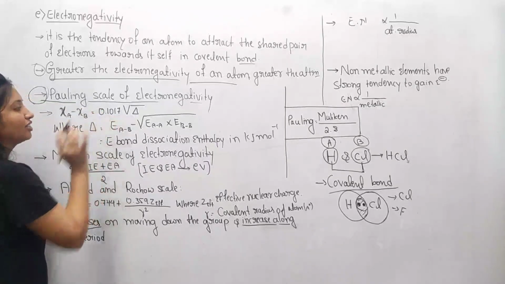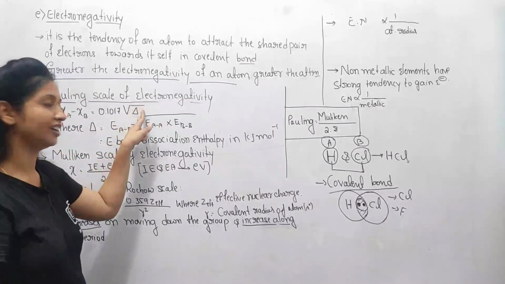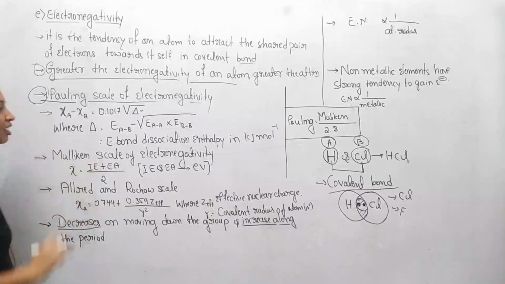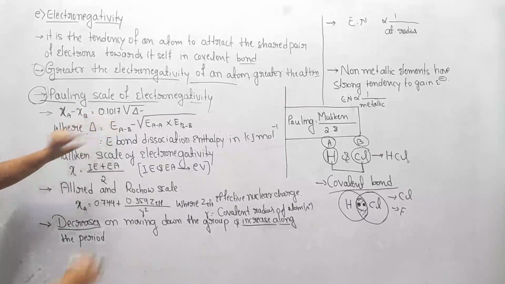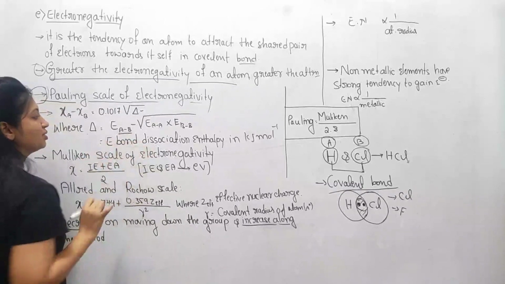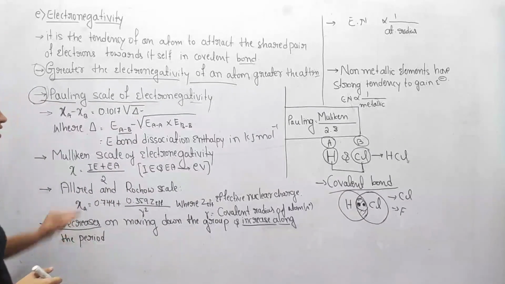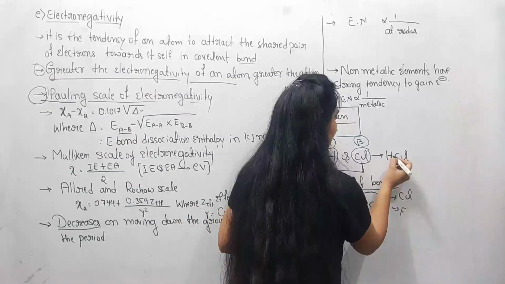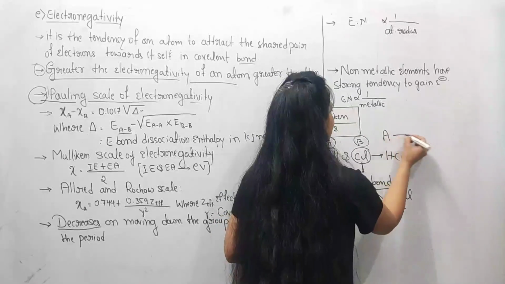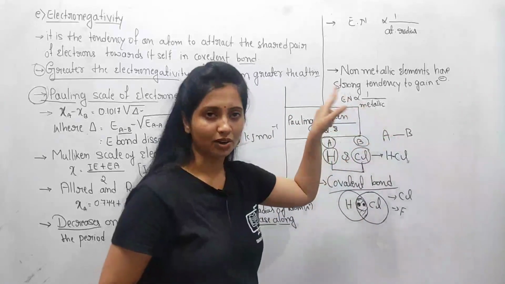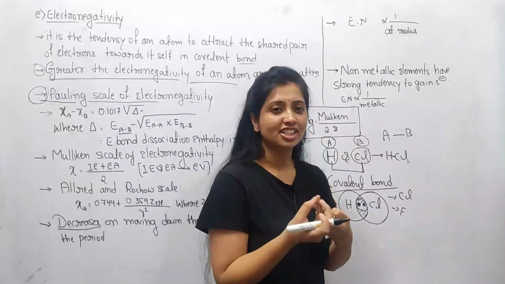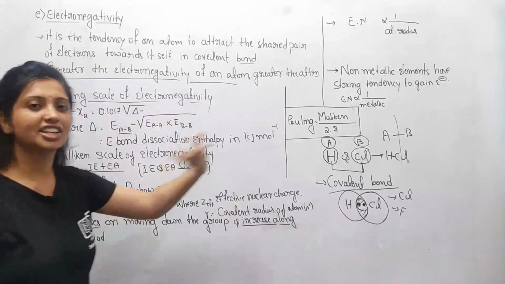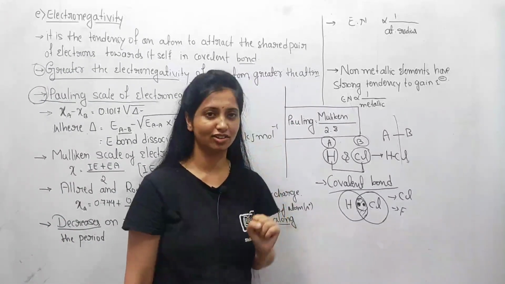equals 0.1017 square root of delta. So what is the meaning of delta here? Delta is equal to the bond dissociation enthalpy of A and B. I already told you that between the hydrogen and the chlorine, or consider between A and B, we have a covalent bond. How much energy do you require to break this bond? That is called the bond dissociation energy or bond dissociation enthalpy.